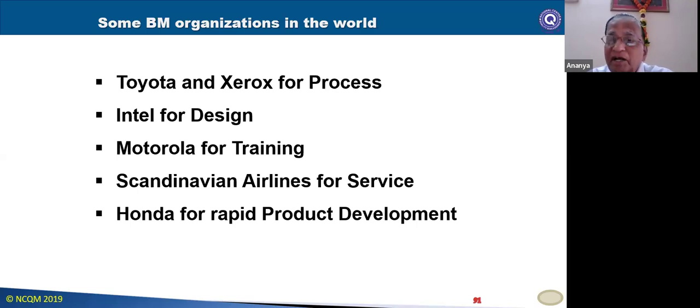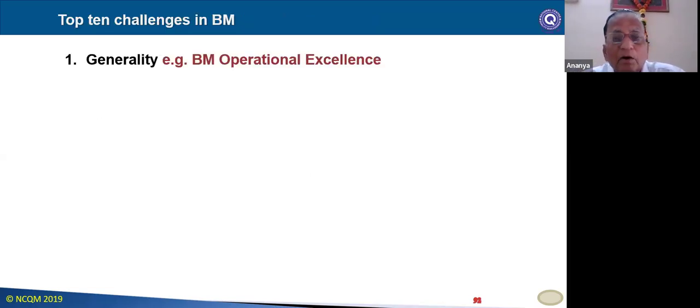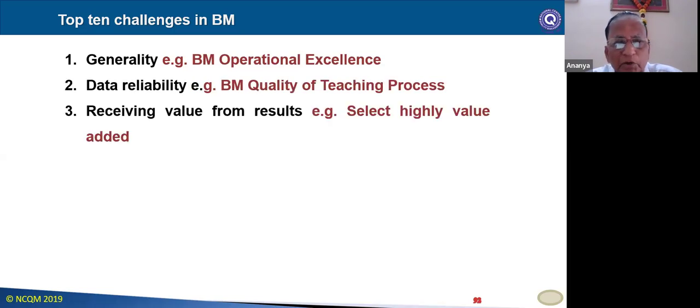We talk about productionization time, right from design to tooling, to actually setting up manufacturing, testing, calibration, purchase. A lot of things are there. Product design is very complicated, so that's talking about Honda, also in the various sectors there. Generally benchmarking is done for operational excellence. We have to improve our operation: data availability, teaching process, reliability, benchmarking the quality of the teaching process. Like we have given this example, receiving value for result, select highly.